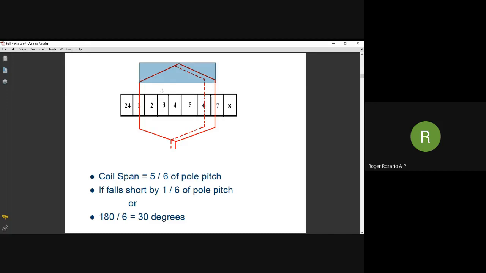But look at this dotted line. This is the amount of copper that is required. So this is fractional pitched coils. The dotted line is fractional pitched coils, and the solid line is full pitched coils. So fractional pitched coils result in saving of copper. Our end connections are the overhang. This overhang length is reduced. That is one advantage.